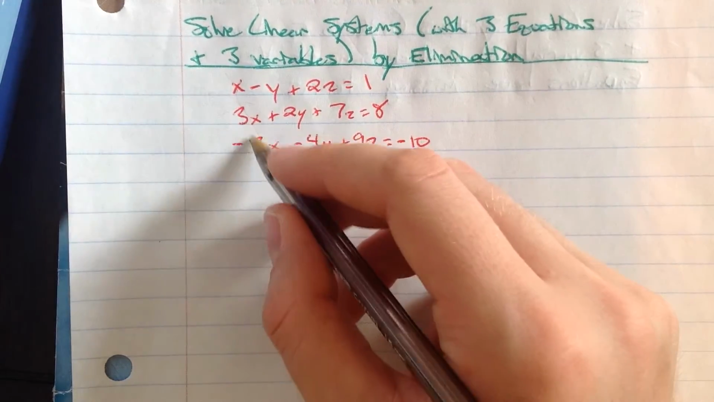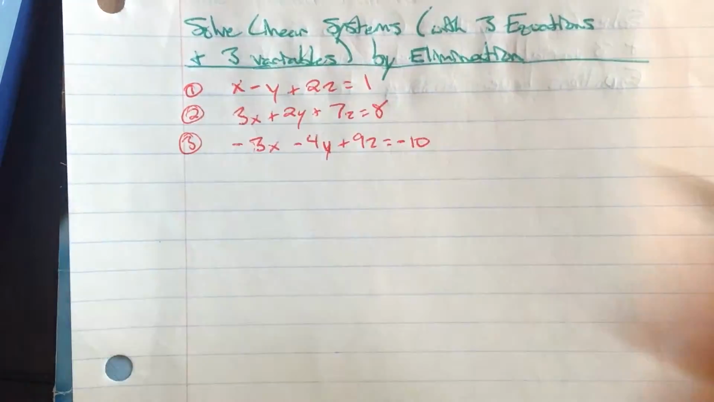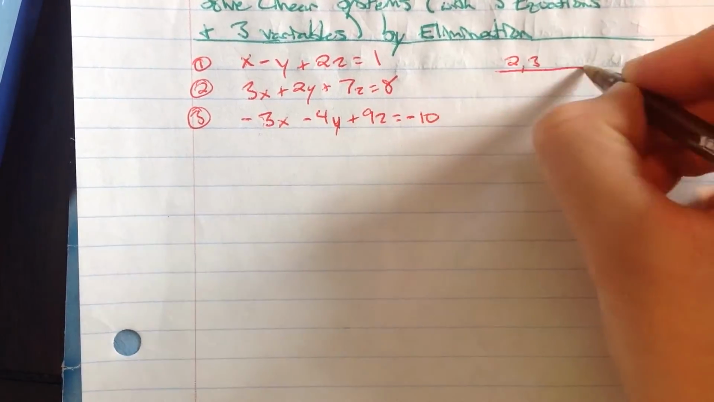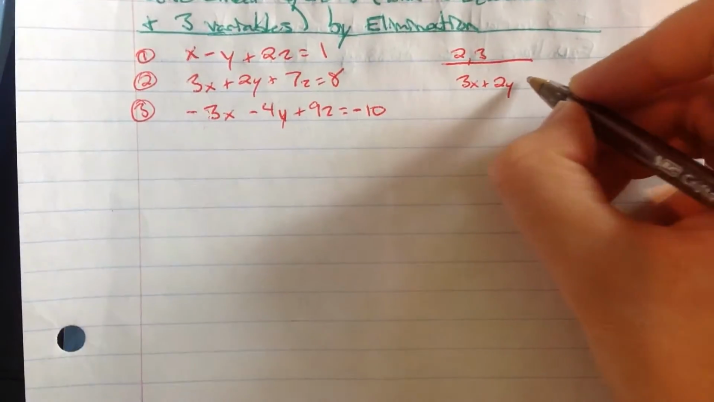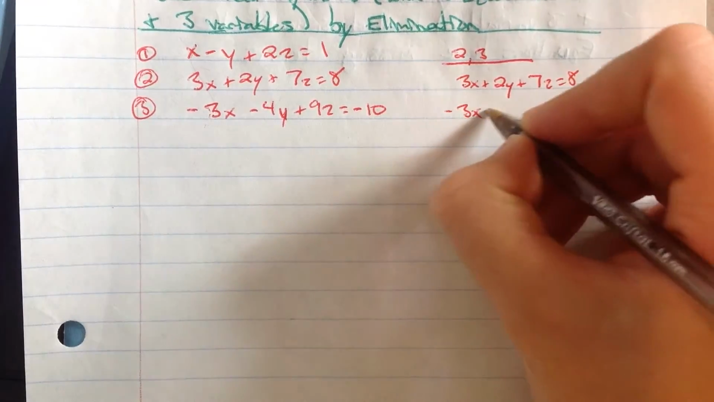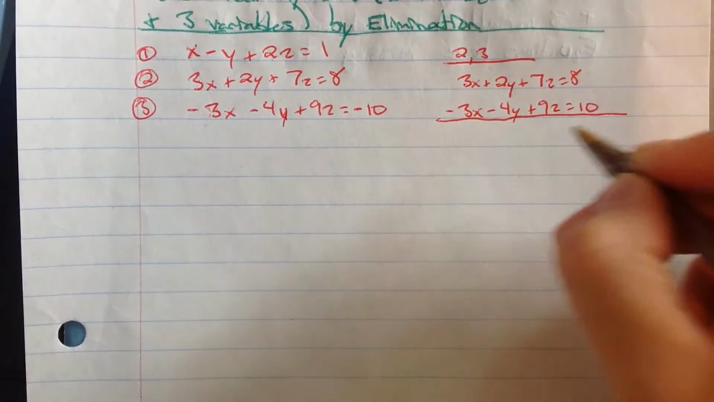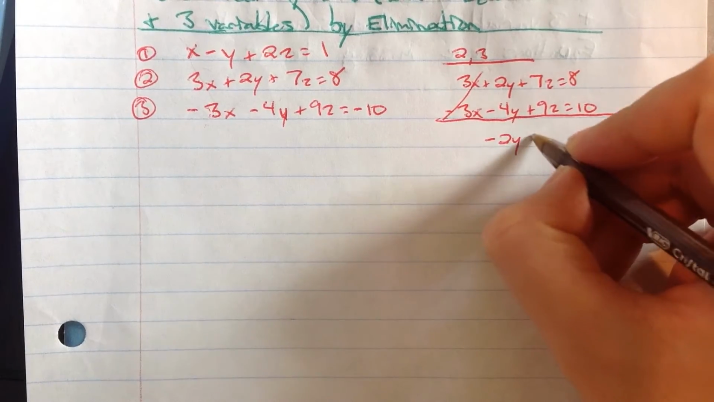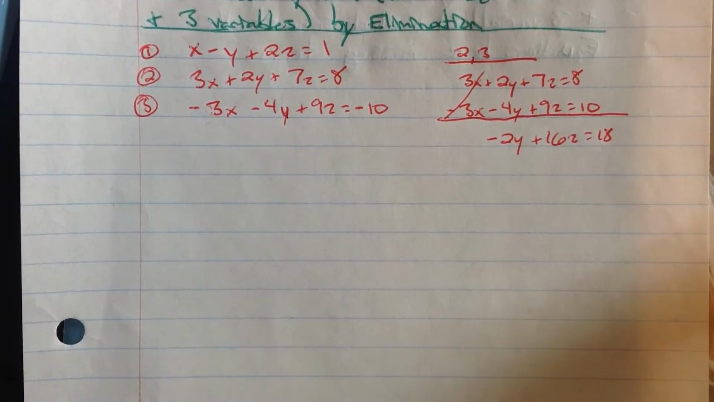So first, taking the bottom 2 equations, I'm going to number these 1, 2, and 3, so we know what equation we're referring to. So let's say I take equation 2 and 3. So I have 3x plus 2y plus 7z equals 8, and negative 3x minus 4y plus 9z equals negative 10. If I add them together, that cancels. Negative 2y plus 16z equals 18. There's an equation now with 2 variables.